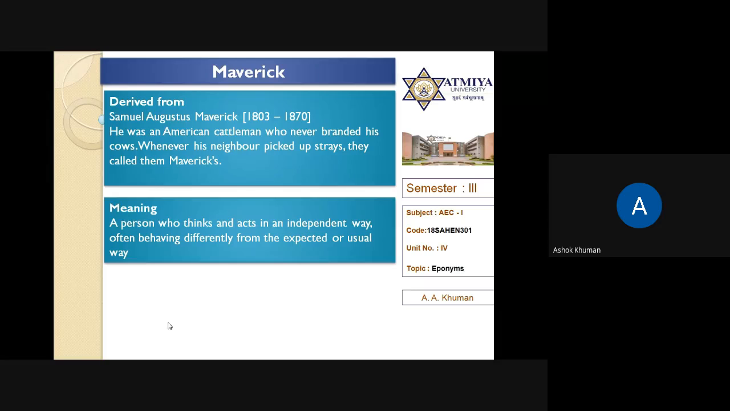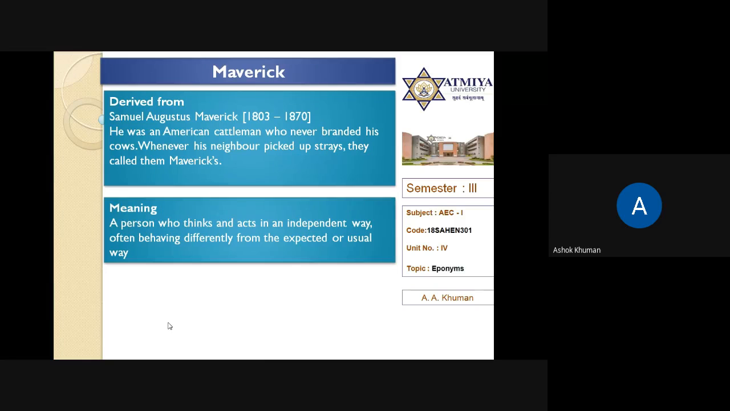Augustus Maverick was a cattleman, and he did not care about branding his animals, cows. So if anybody found any stray animal, they would think that it belonged to Maverick. And Maverick was a very careless person. He was independent. He never followed the custom, never followed the ritual, mores. Mores means social customs, social rituals.